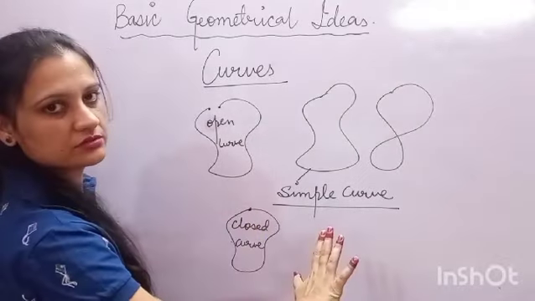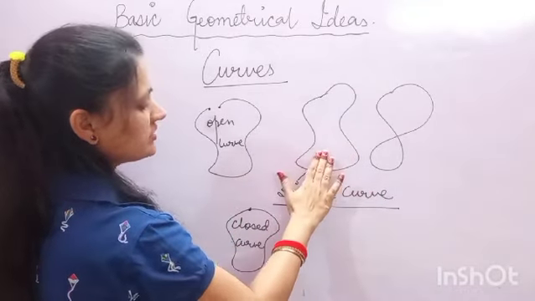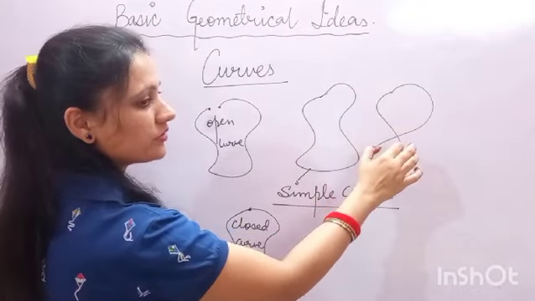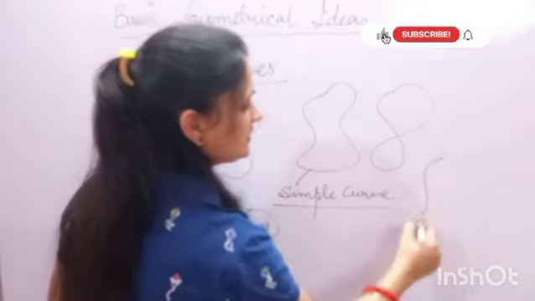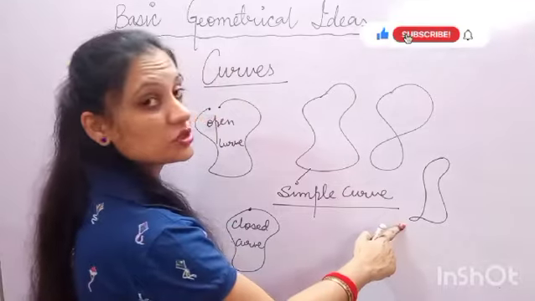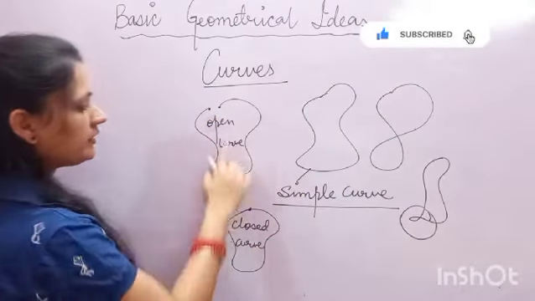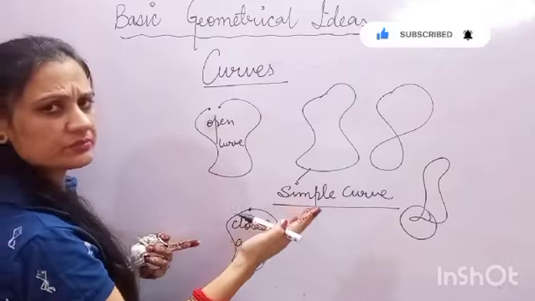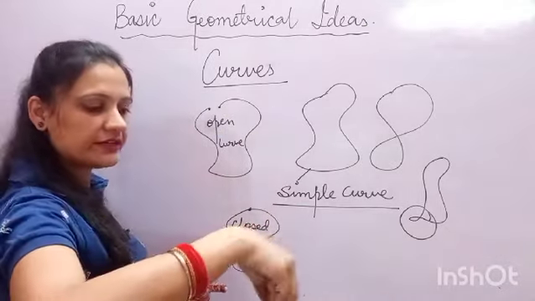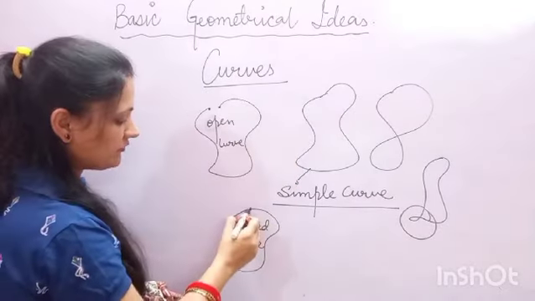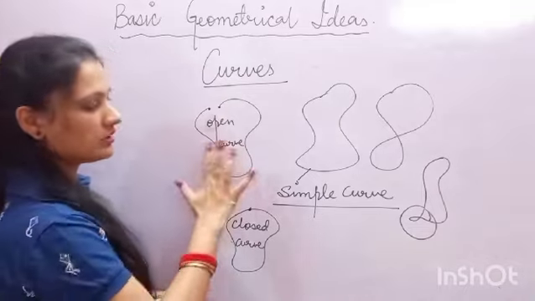All are curves, but here there is no crossing going on, so it's a simple curve. Here the crossing is going on, so we'll not call it a simple curve. If somebody asks, is it a simple curve? No, it's not a simple curve because you can see there is crossing going on. Here it's an open curve, very simple, because it is opened. It is closed because the starting and the ending point are the same. I started from here and ended here only. Is this clear? Understood curves?